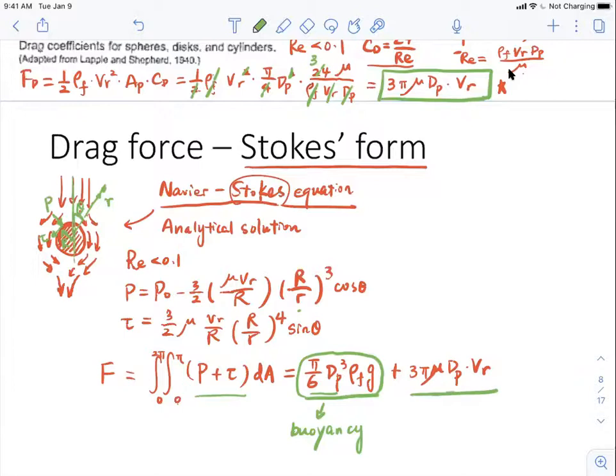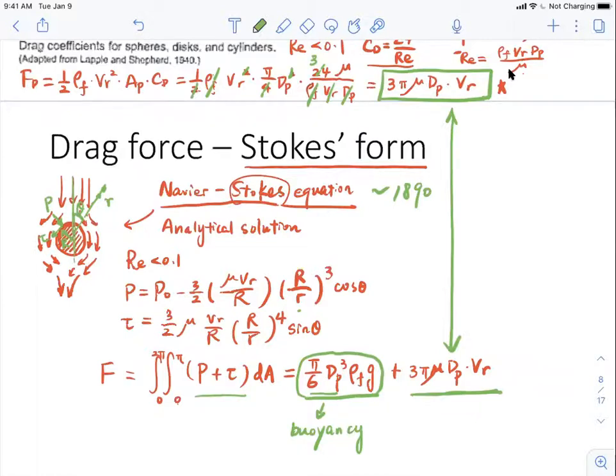Okay, so what about the second term? 3 pi mu dp multiplied by VR. That is the drag force. That's the drag force that's derived from Newton's form. And we have to appreciate what Newton has done in his era, because when this equation came out, it was around the year 1890. So 200 years later, we found out that Newton's drag force is indeed accurate.